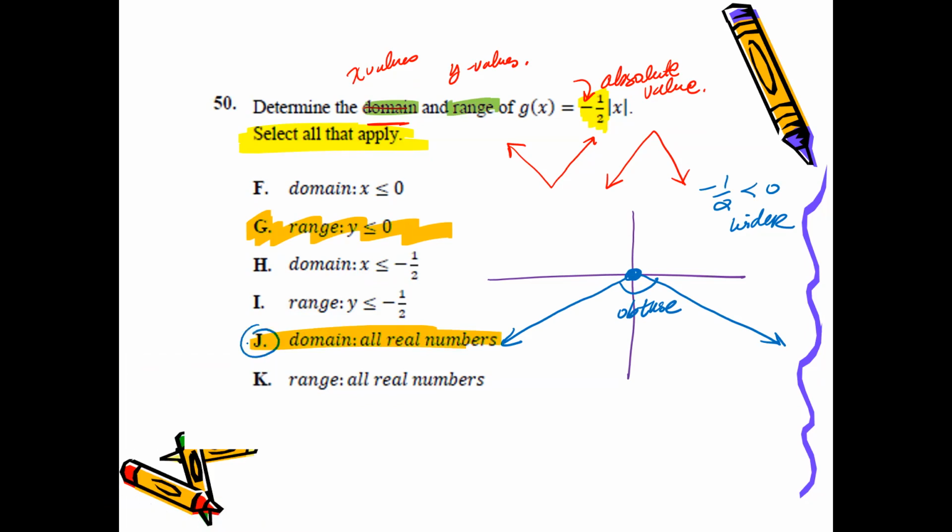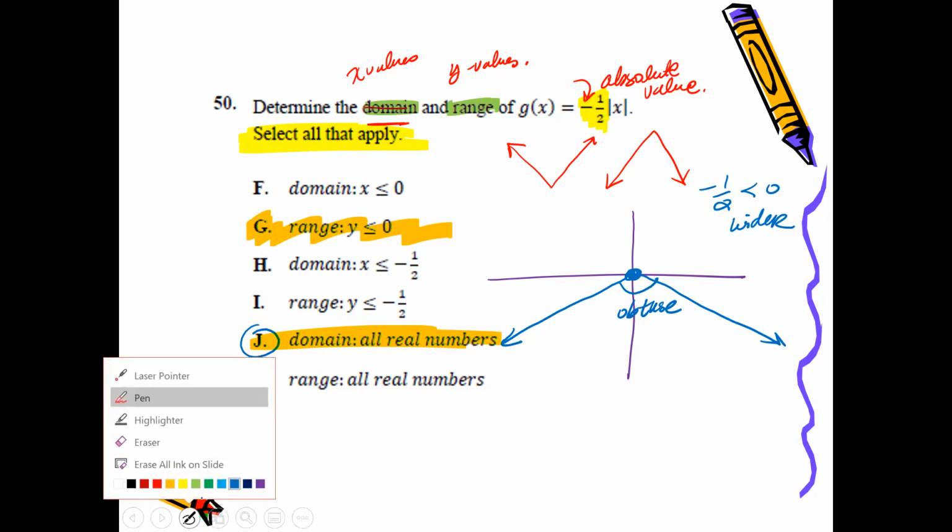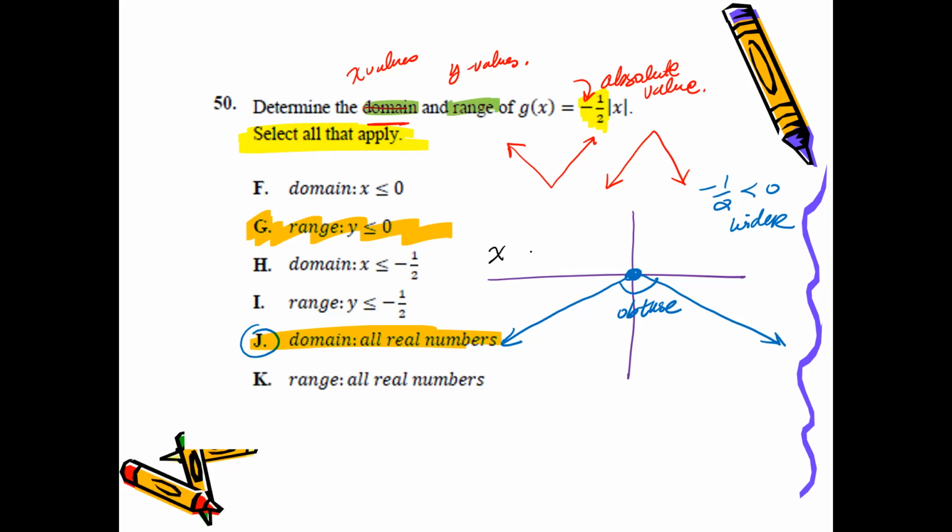First thing, J is domain of all real numbers. Remember, your domain is the X values, so you're going to the left and you're going to the right. Do you see how this graph is going to continually move to the left and move to the right? So all real numbers is correct. It's essentially saying negative infinity to positive infinity, because I'm going to keep going to the left, keep going to the right. It's never stopping.